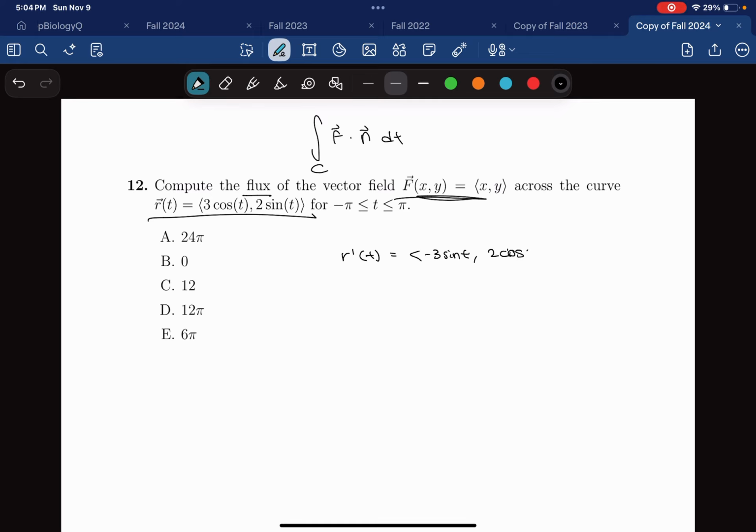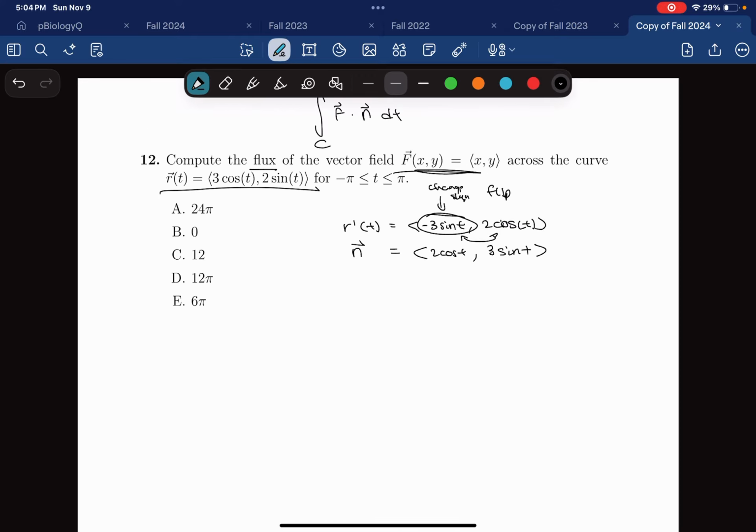If you want to find the normal vector, change sign, flip. So the normal vector, this would become 3 sine t, and then you flip, so you just get 3 sine t, 2 cosine t. You just change the sign of the thing right here, and then flip these two. So that's our normal vector. Sweet. Okay, so the f of r of t is just equal to 3 cosine t, 3 sine t.